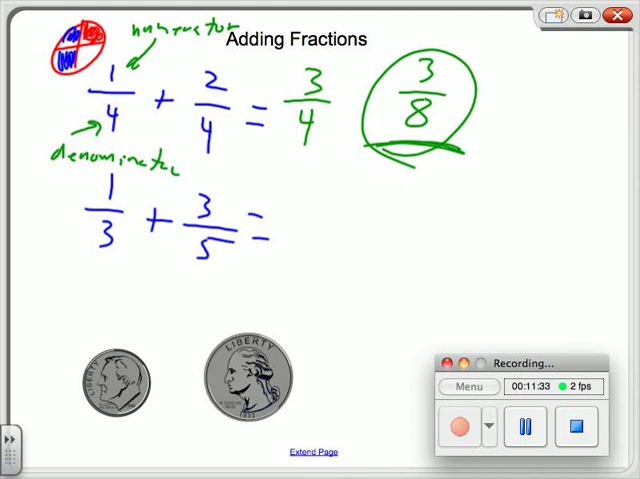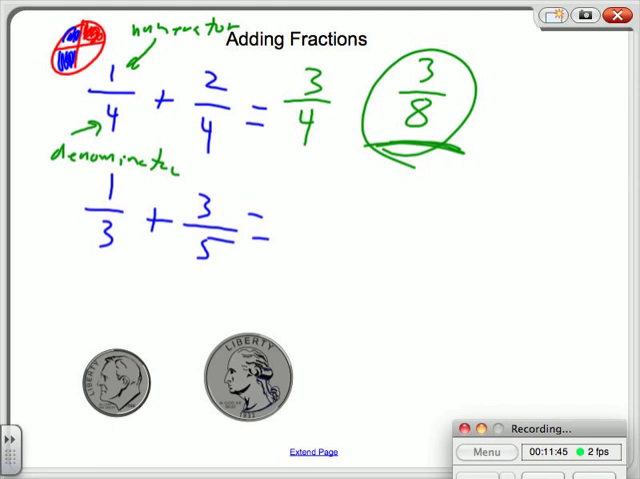The second example down here, 1/3 and 3/5, is a little trickier. The denominator is different. It's analogous. If you look at my little drawing down here at the bottom, I've got a dime and a quarter. I can't add 1 dime and 1 quarter and say that I have 2 dimes or 2 quarters. I have something totally different. I can add 1 dime and 1 dime and get 2 dimes.